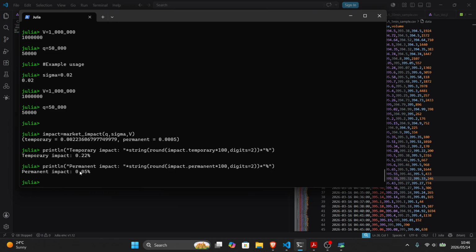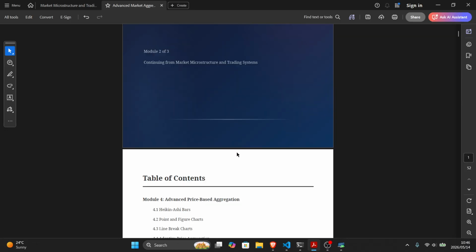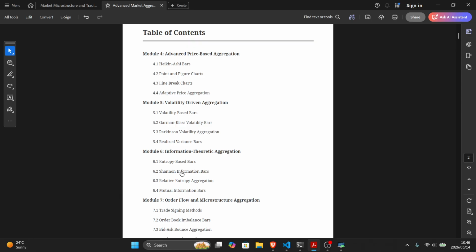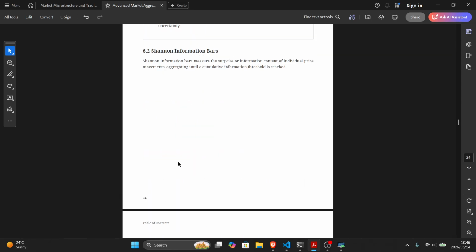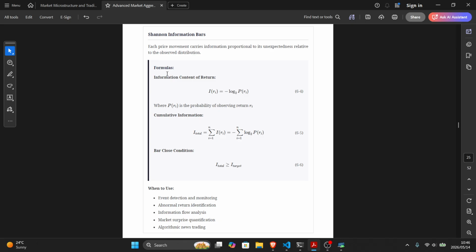Our market impact is probably 0.0000000000001%. But yeah, let's get into Shannon information bars. Now, what is a Shannon information bar? Shannon information bars measure the surprise or information content of individual price movements, aggregating until a cumulative information threshold is reached. Here's the formal description.